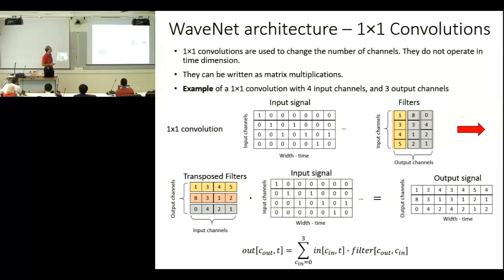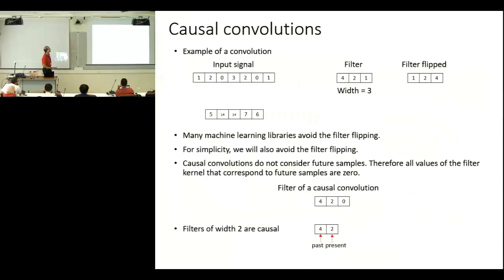For example, if we have this signal which has 4 dimensions and we multiply with this matrix, the time dimension remains. This is the time, this is the feature dimension. So we change the feature dimension. The time dimension remains, but the feature dimension is 3 while the input was 4. So the 1 times 1 convolutions are actually matrix multiplications which map from one space to another space with different dimension.